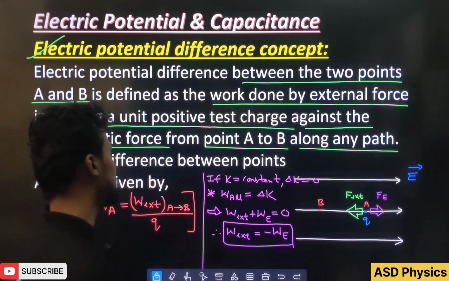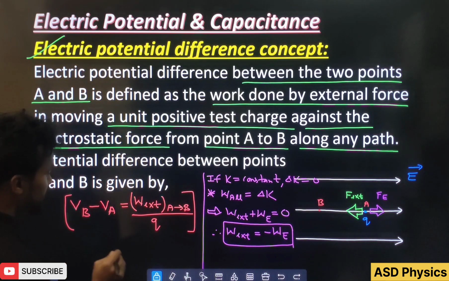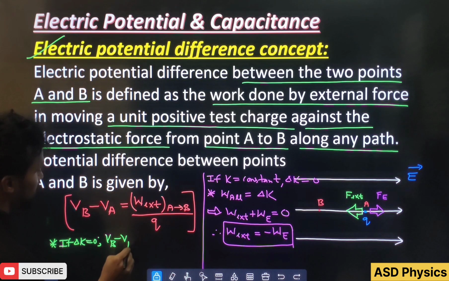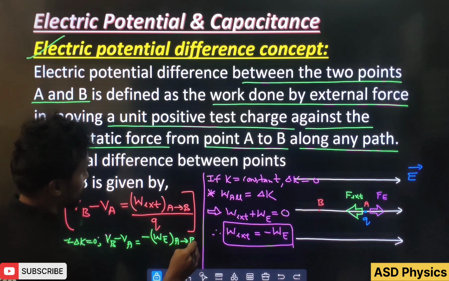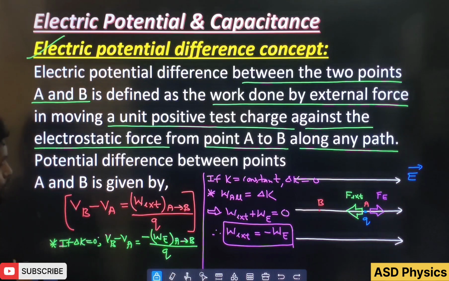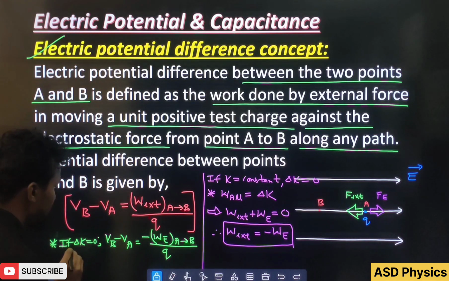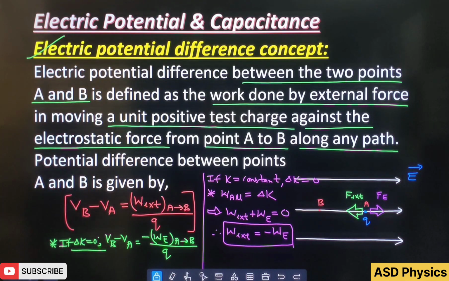So if the particle's kinetic energy is not changing, then here I am writing: if delta K is 0, then VB minus VA we can write as minus of WE from A to B, divided by Q. Okay, this is the general definition. This is applicable when the kinetic energy is constant, or change in kinetic energy is 0. Students, this is very basic.